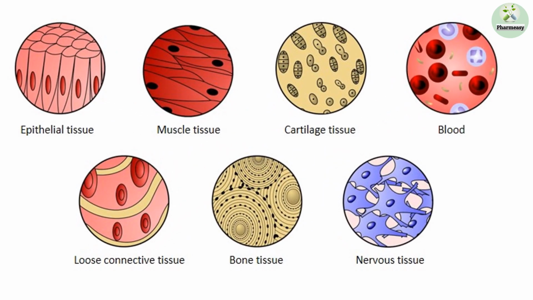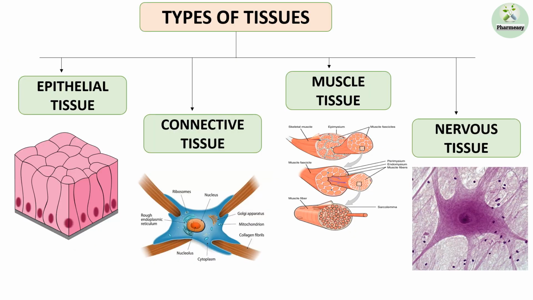These are the different types of tissues such as epithelial tissue, muscle tissue, cartilage tissue, blood, loose connective tissue, bone tissue and the nervous tissue. Generally, there are 4 types of tissues as epithelial tissue, connective tissue, muscle tissue, and nervous tissue. And now, we will study these types one by one in detail.